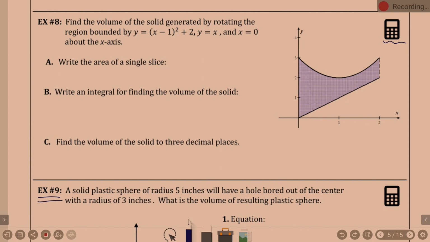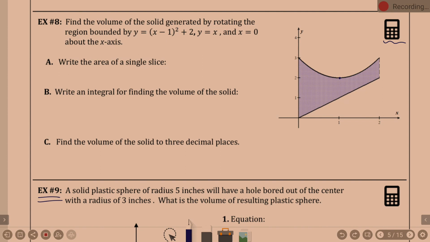Okay. Find the volume of the solid generated by rotating the region bounded by y equals (x minus 1) squared plus 2. So what is that? That's the top one, because that is a parabola that is moved over 1 and up 2, yes? y equals x, which is that right there.